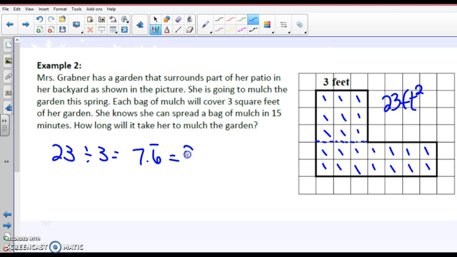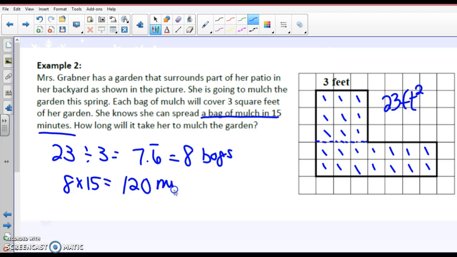8 bags. 8 bags. All right, so she's going to spread 8 bags of mulch. It says she knows she can spread a bag of mulch in 15 minutes. What do I do? Yep. 8 times 15 is 120 minutes.